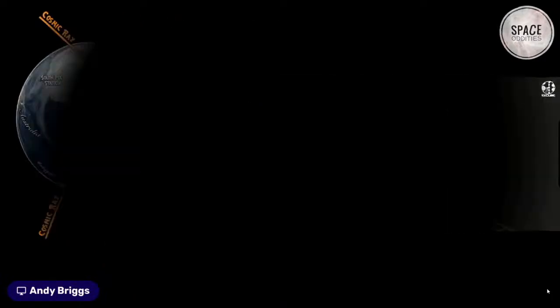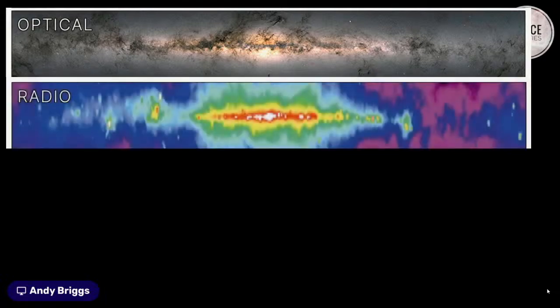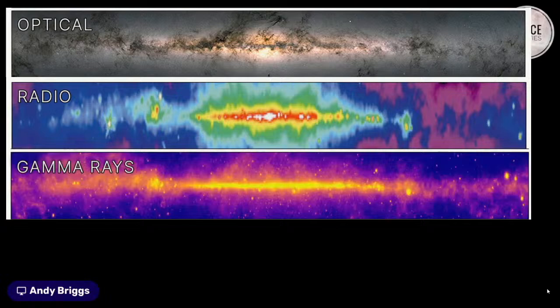Well, what it's all about is the Milky Way. So here's our galaxy in optical. In optical light, that's what our galaxy looks like. You're probably familiar with something like that. If we look at it in radio waves, that's what the plane of our galaxy looks like in radio waves. This is what it looks like in high energy gamma rays. But now we can add to that.